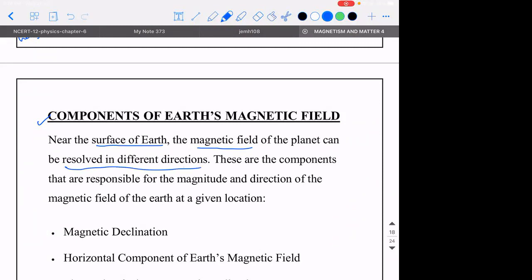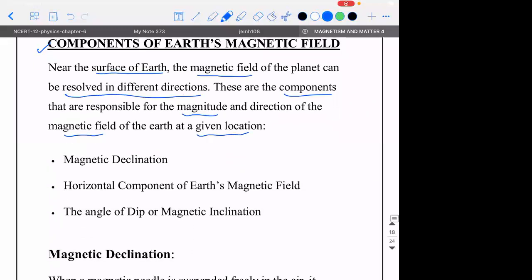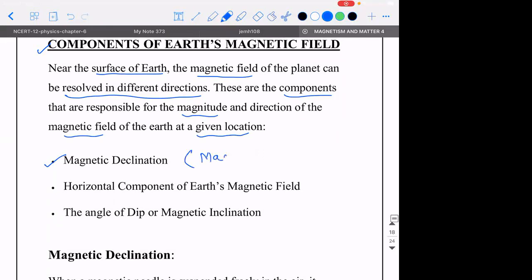Okay. So there are certain components which are responsible for the magnitude and direction of the magnetic field of the Earth at a given location. The first one is called magnetic declination, or we call it magnetic variation. Magnetic variation, you cannot find it in your textbooks. The most common name that is used is magnetic declination. That is the first component of Earth's magnetism.